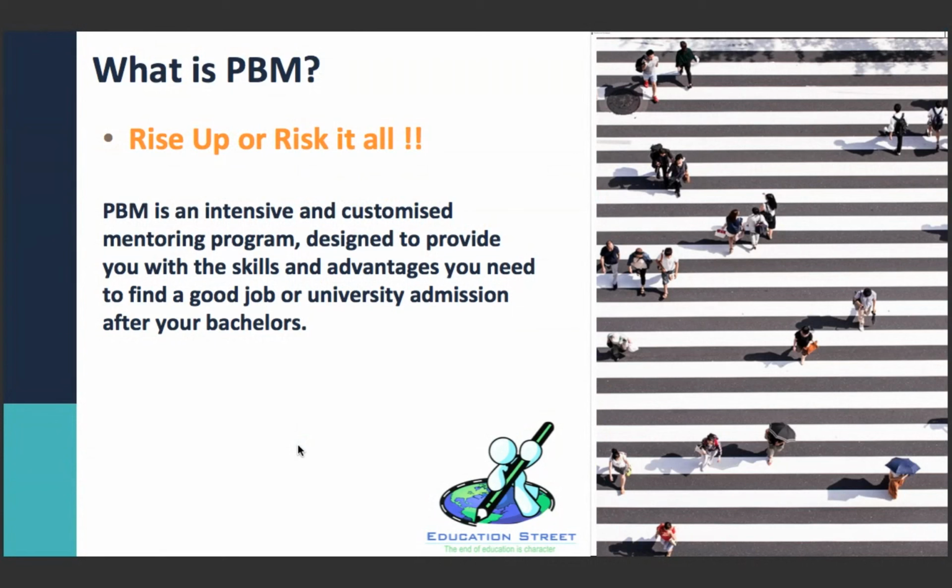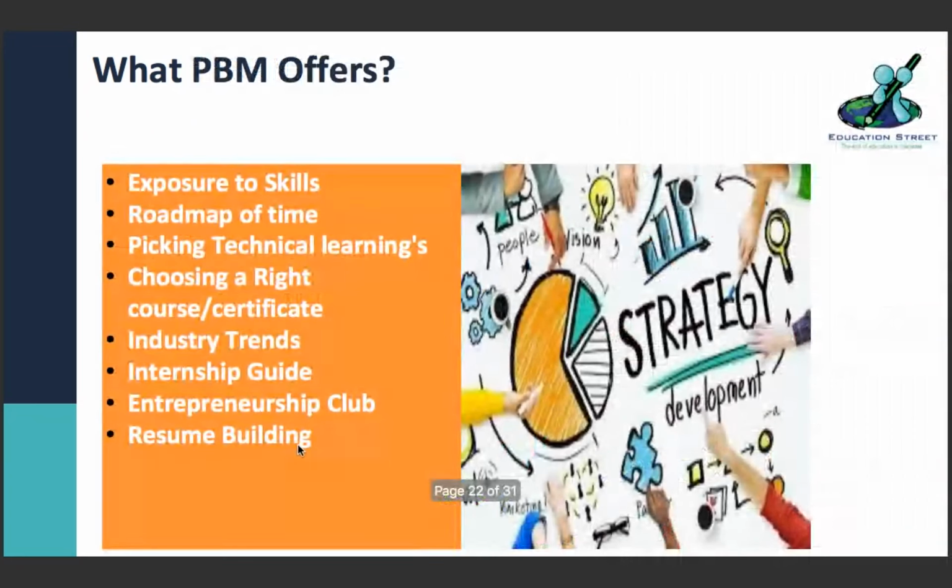So there are two avenues after you finish your bachelor's: one to go for a job and one to go for a university for a master's. In both cases, if I have a very strong profile, I know you would make a difference to get where you want to go from the other competition that you see in the market. It is offering you a lot of things.